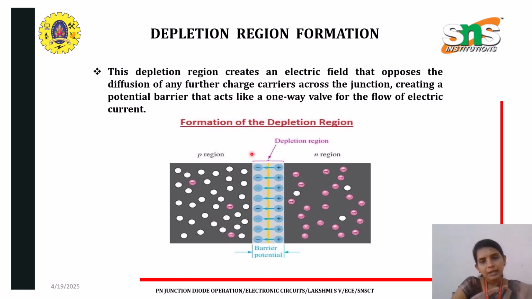So this is how the depletion region is formed. You could see that the electrons are diffused into the P region and the holes into the N region, and at a particular stage, a depletion region is formed. This creates an electric field that opposes the diffusion of any further charge carriers across the junction. That potential barrier acts as a one-way wall for the flow of electric current. The depletion region, as I told, contains immobile ions, which means the barrier potential is created, which further blocks the movement of these charge carriers.